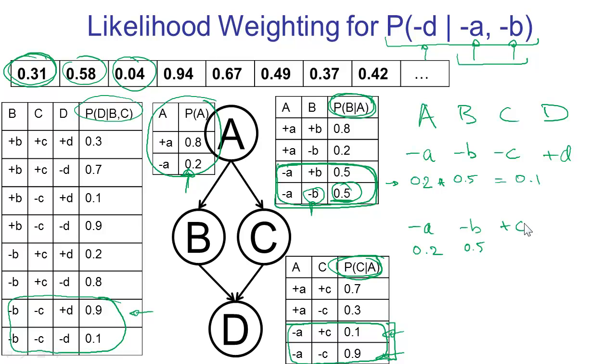Moving on to D. D is not an evidence variable, so we sample it. The parents for D, B and C, take on the values minus B plus C. So we are in this part of the table here. 0.94 will map us on to minus D. So here's our second sample. It's minus A minus B plus C minus D, and it's reweighted by the product of all the reweighting that we have along the way, which gives us a reweighting by 0.1.